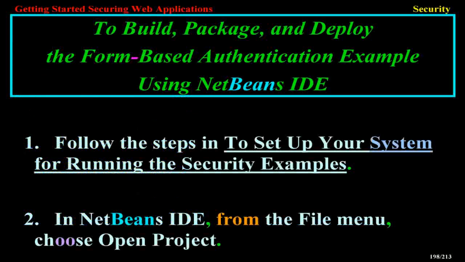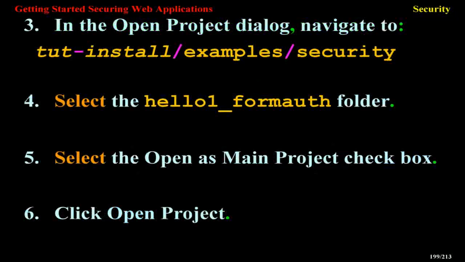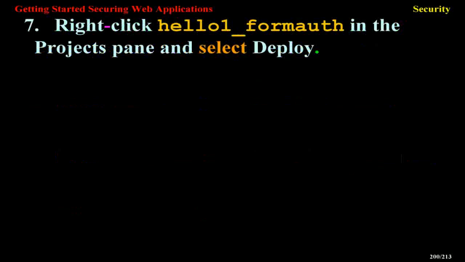To build, package, and deploy the form-based authentication example using NetBeans IDE, follow the steps to set up your system for running the security examples. In NetBeans IDE, from the File menu, choose Open Project. In the Open Project dialog, navigate to tut-install/examples/security. Select the hello1_formauth folder. Select the Open as Main Project checkbox. Click Open Project. Right-click hello1_formauth in the Projects pane and select Deploy.